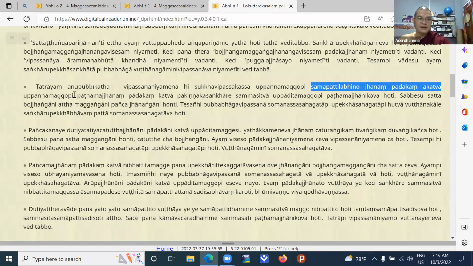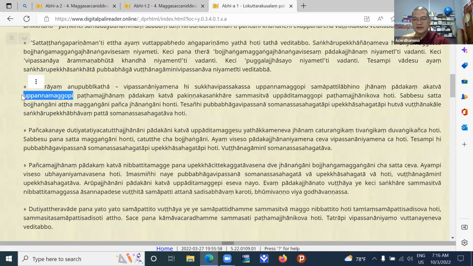Upanamago. That means he is a jhana attainer, but when he practices vipassana, he does not take any jhana as base. He takes the vipassana object, the 5 khandas, as object. Then the magga arises there. So this is the magga arising for the jhana attainer who doesn't take any jhana as the base.